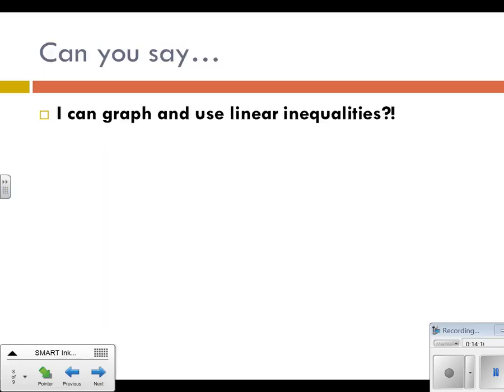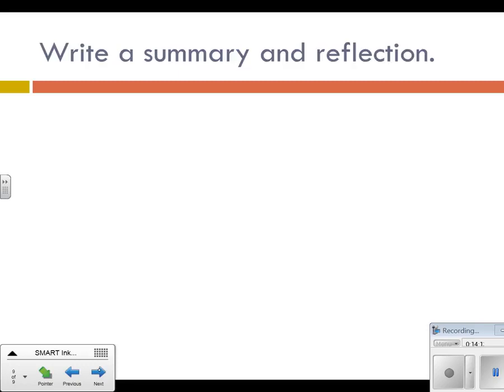Can you say I can graph and use linear inequalities? Write a summary and reflection and be prepared for the work time in class.